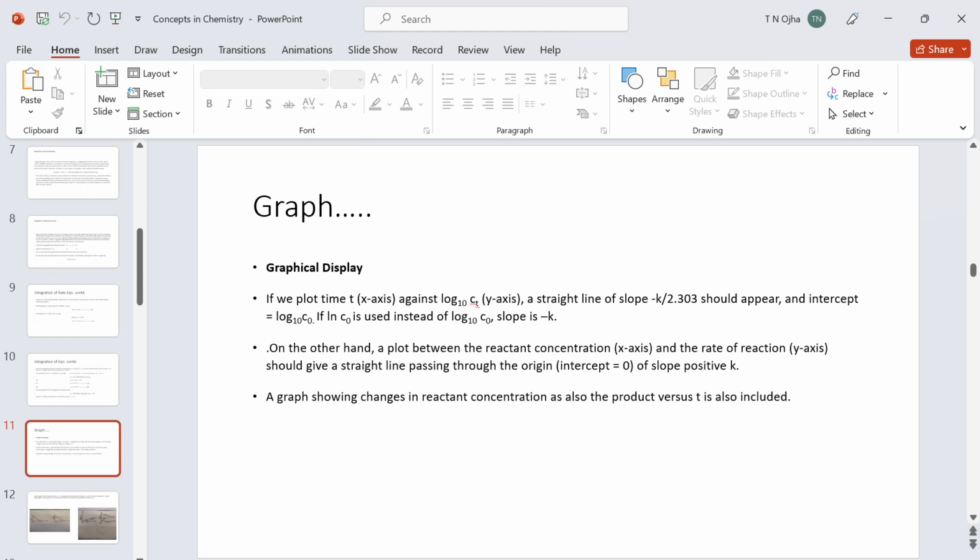Also, a graph showing changes in reactant concentration as also the product concentration versus time is included for clarity. You see, product concentration is increasing with time, reactant concentration is decreasing with time. None of these graphs are linear, but the idea of how product concentration builds up over time and how reactant concentration decreases over time is shown.